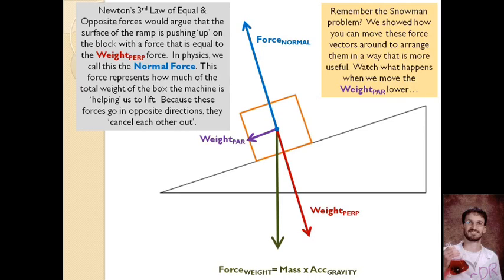But the whole point of that is that I wanted to show you that you could move these vectors around. You could rearrange them in a way that makes the problem easier to solve. Well, watch what happens if we take the parallel weight arrow and we move it a little lower. So I didn't change the angle, I didn't change the length of it, I just moved it into a different place. And what did we make?